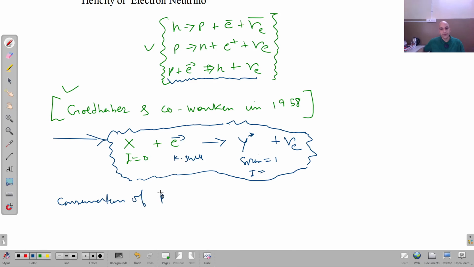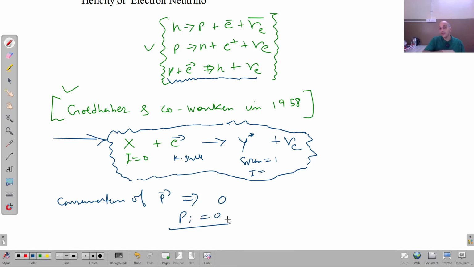Linear momentum P. Now if we look at this reaction, we can see, as I told you, that this entire process where the parent nucleus captures a K shell electron took place in a nucleus that was at rest and in the ground state. It means the initial linear momentum should be equal to 0. We can say P initial is equal to 0.